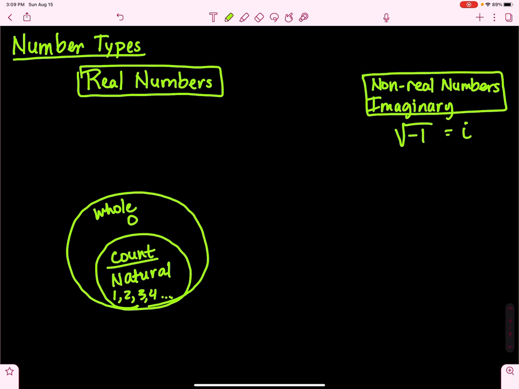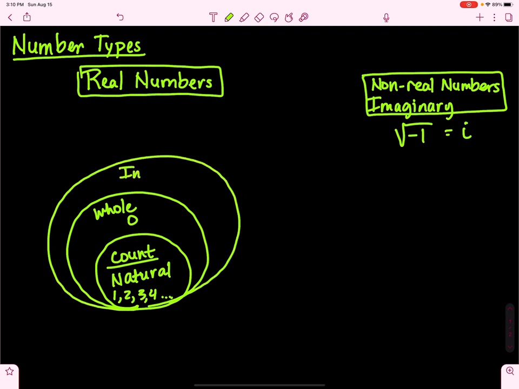Then we start talking about integers. And integers, that's where we bring in negatives. So when I refer to an integer, I'm talking about the negative numbers, 0, and the positive numbers. Those are the ones I'm talking about. So that's why I'm nesting it this way, because within your integers, you have the whole numbers and then the natural numbers.